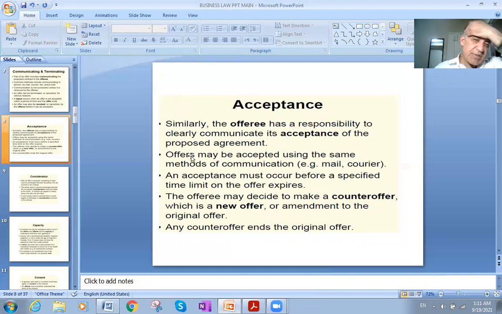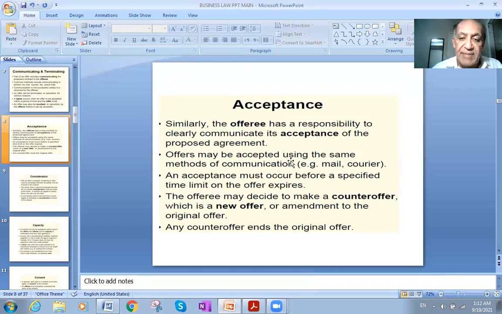Acceptance. One of the most important parts in the contract is the acceptance part. Acceptance means that the offeree will say, yes, I want to buy. This is the offeree's role. Similarly, the offeree has a responsibility to clearly communicate its acceptance of the proposed agreement. He must show the acceptance. The offeree is the prospective buyer. He must show his own intent to accept: I'm accepting.